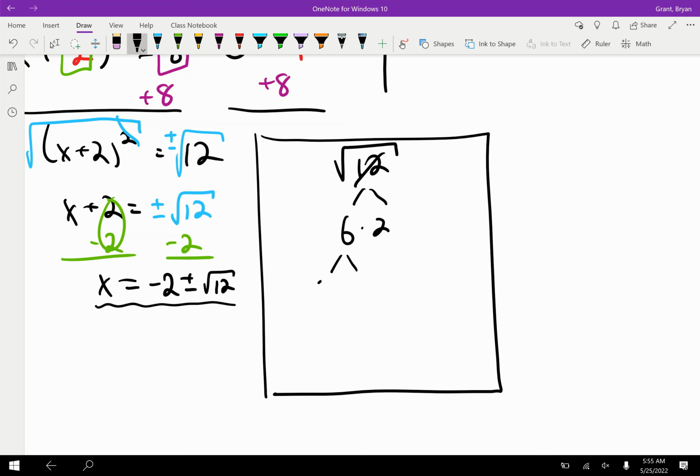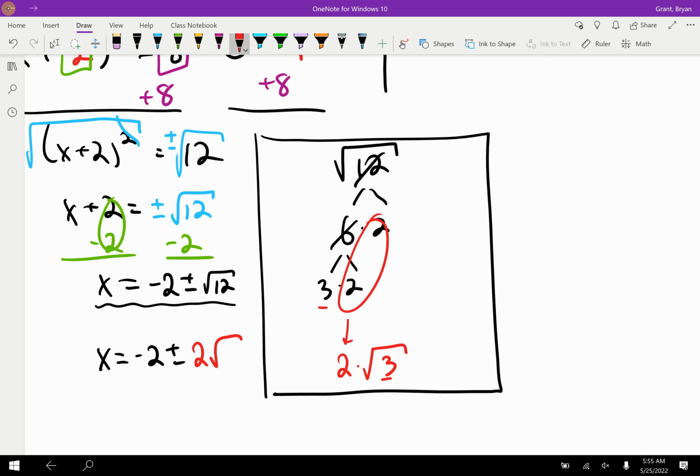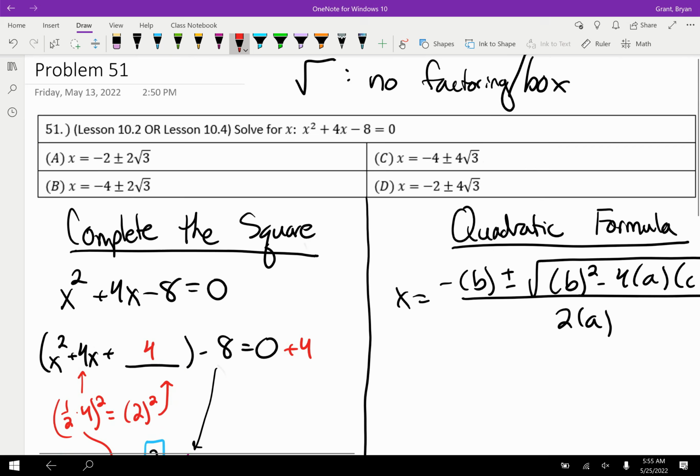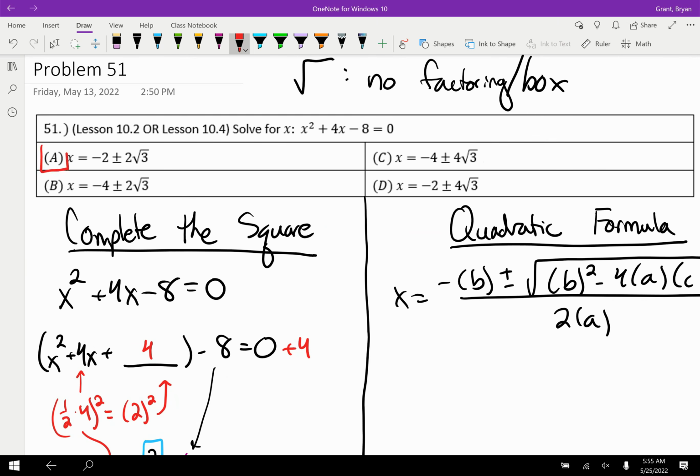6 and 2, 3 and 2, and we can notice that there is a pair of 2's and a loner 3. The pair of 2's go on the outside of the square root. The loner 3 goes on the inside. And so we have x equals negative 2 plus minus no longer the square root of 12, but now 2 square roots of 3. And I hope this matches an answer. Negative 2 plus 2 square roots of 3, and it does. It matches answer choice A.